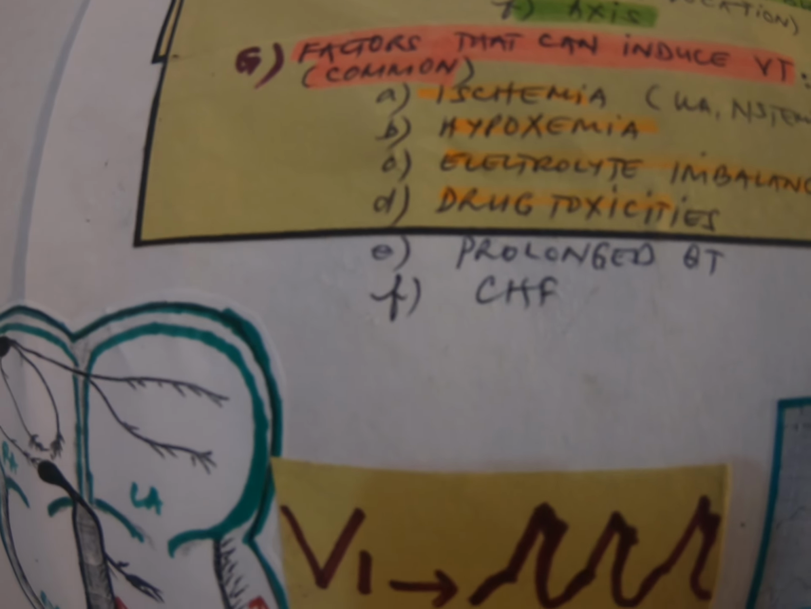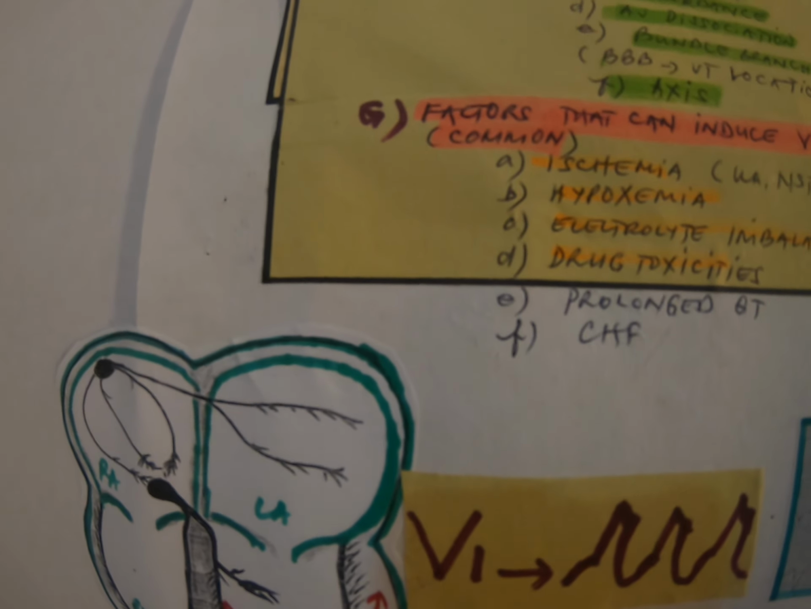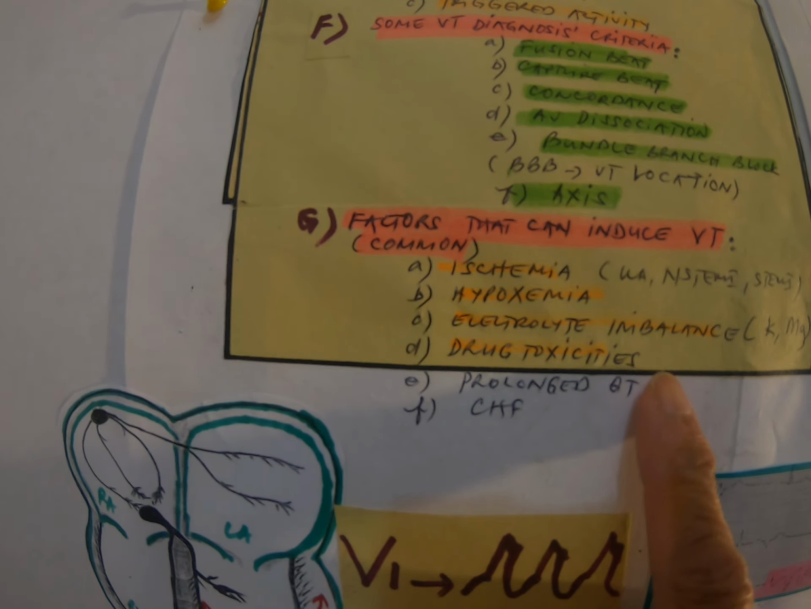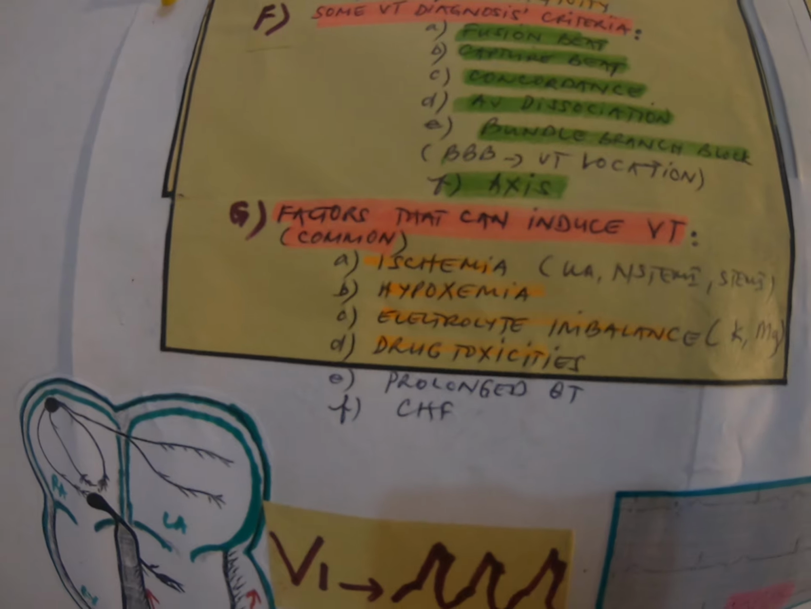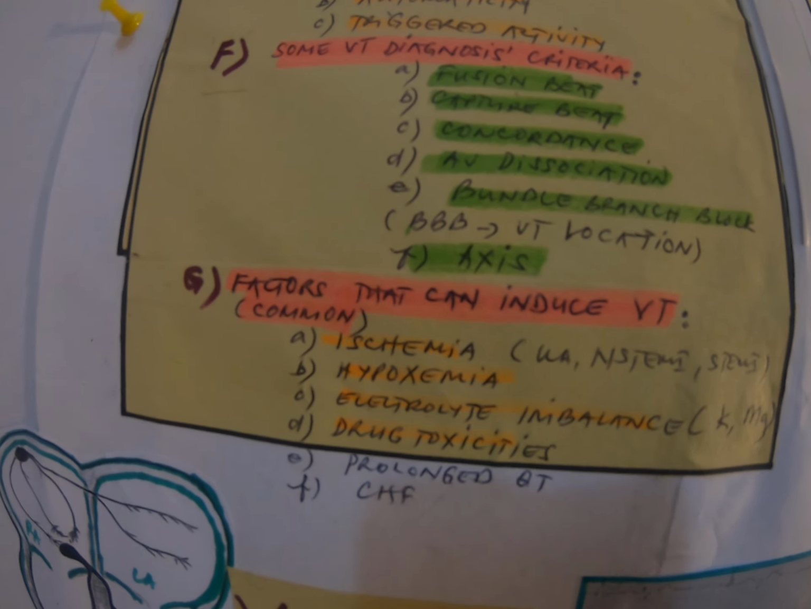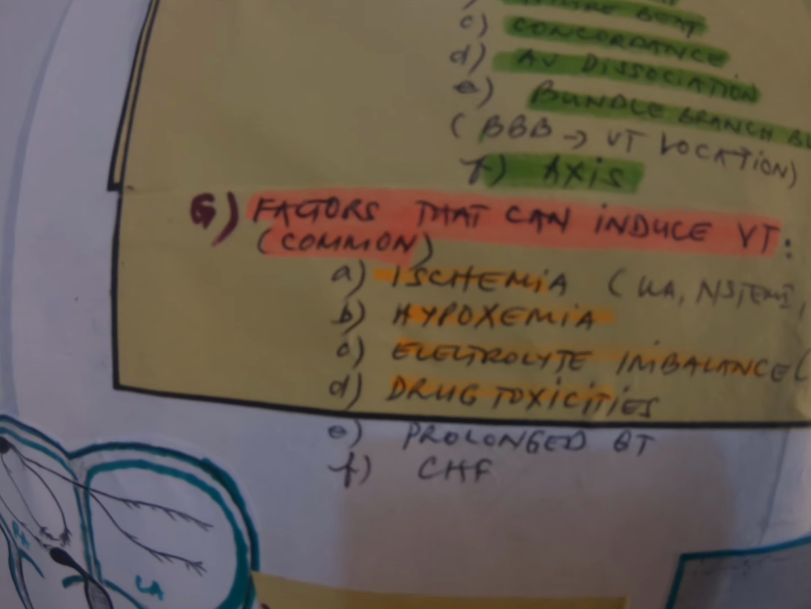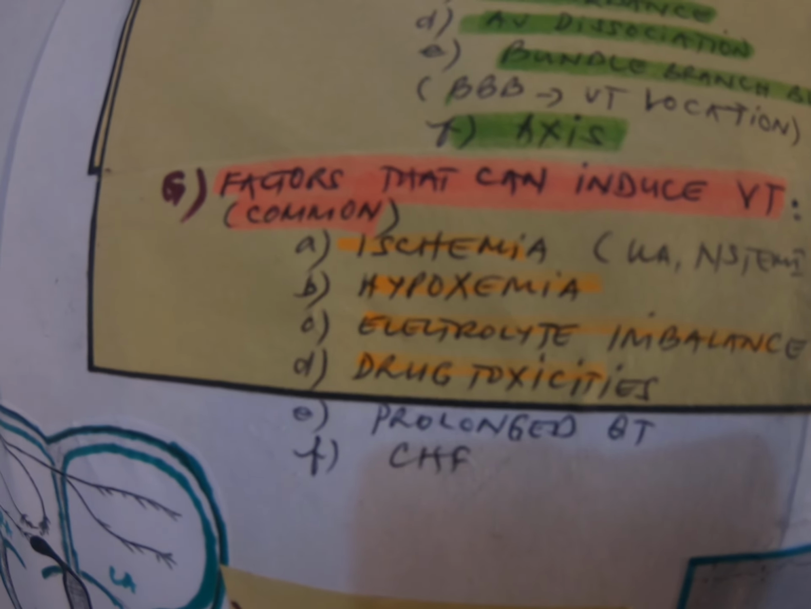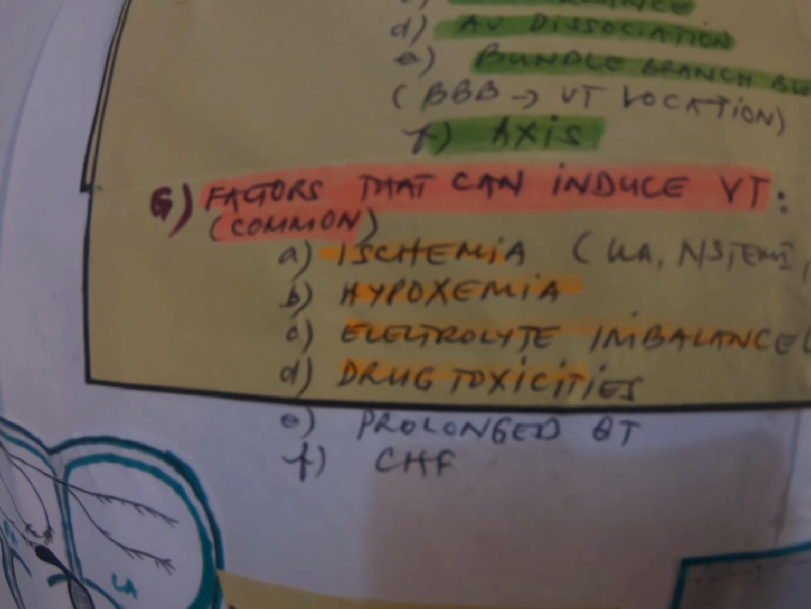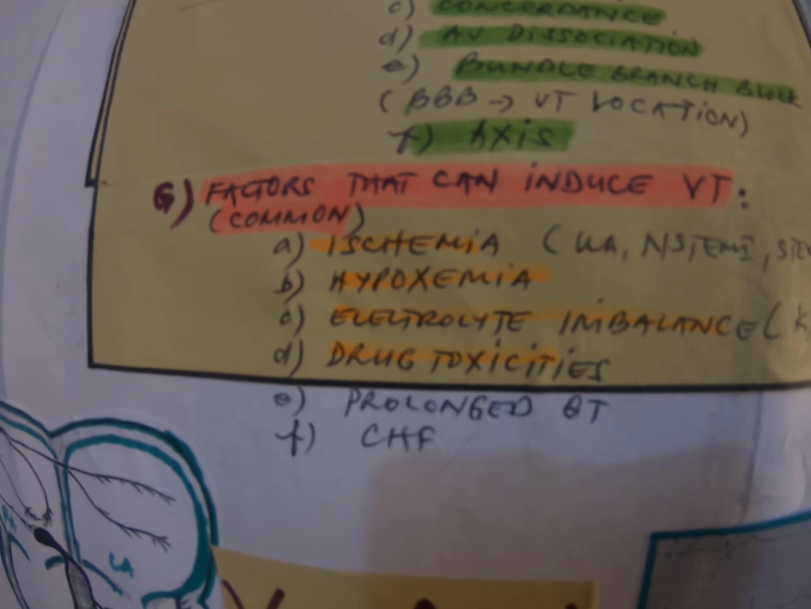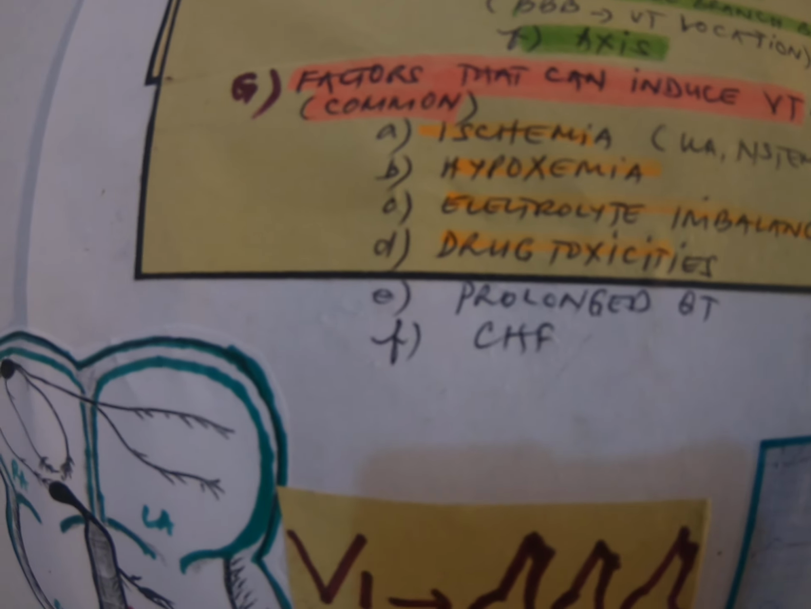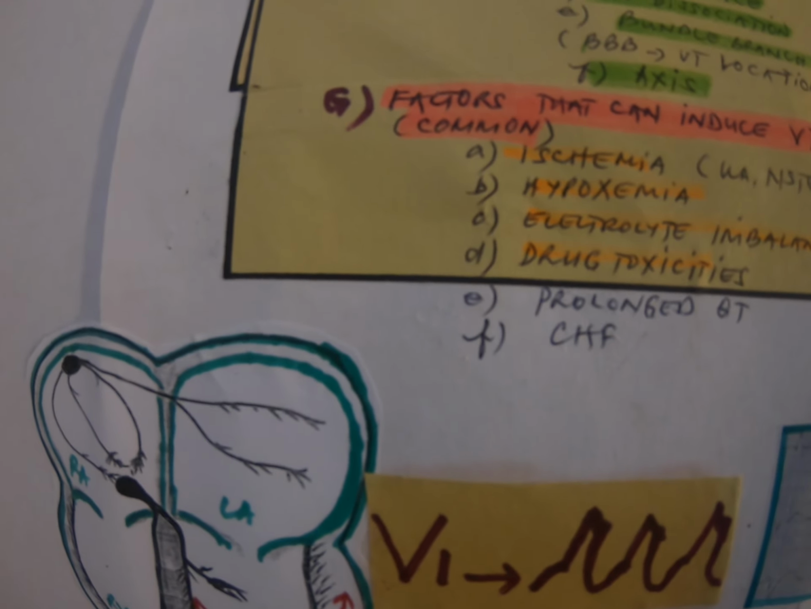And we have prolonged QT, CHF. So these things are the enemies of your ventricular cells. The ventricular cells become irritable. So if they see that there's ischemia, they produce PVCs, frequent, salvos, triplets, short runs. Hypoxemia. If your potassium is low, they prolong your QT. Okay, drug toxicities. Or if you have a stretch factor, CHF and everything, what happened?